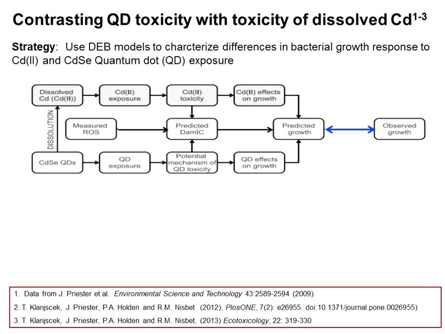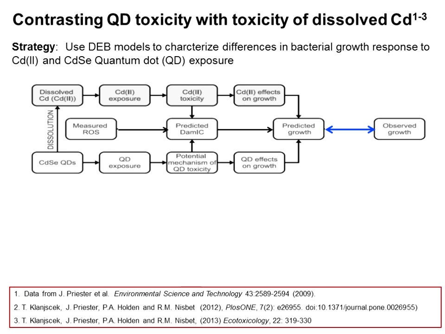But the example that I'm going to talk about relates to a series of experiments done by John Priester, Trish Holden, and a number of collaborators at UCSB on the effects on bacterial growth of exposure to quantum dots consisting of a matrix of cadmium and selenium with some coating around them.